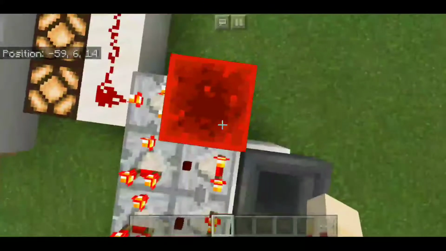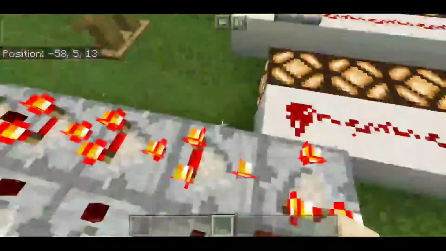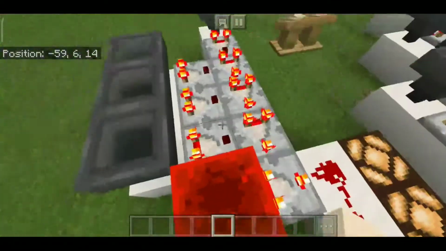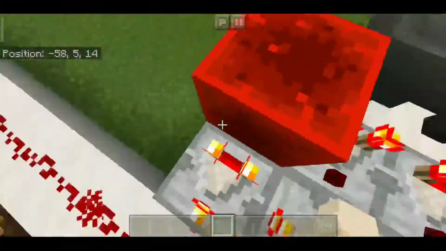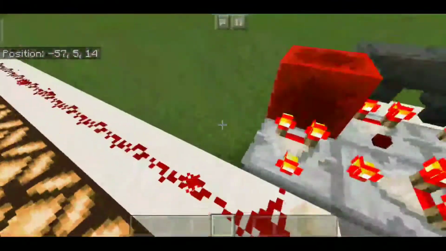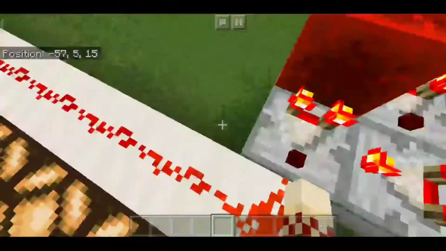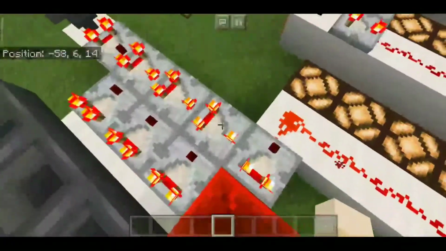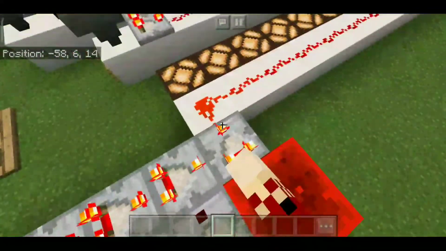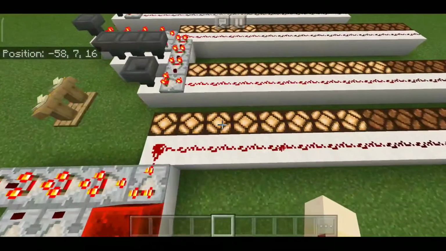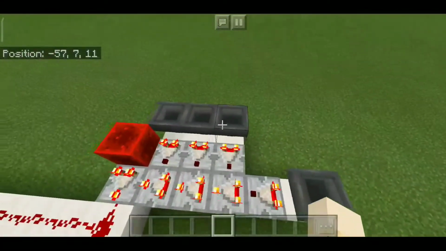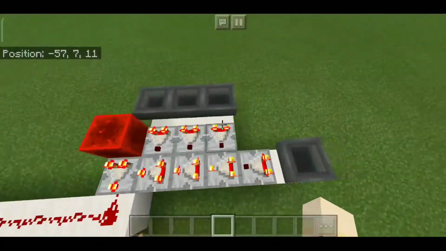Now we will take that number 7 and subtract it from 15. This comparator holds the value 7 signal strength, and this redstone block is giving out a signal strength of 15. So in this comparator we are getting 15 minus 7, which gives us the answer 8. If I turn this on, it is giving out a signal strength of 15, but as soon as I turn subtraction mode on, it is giving us the answer 8. So 15 minus 7 gives us 8. That's how we turn subtraction into addition.